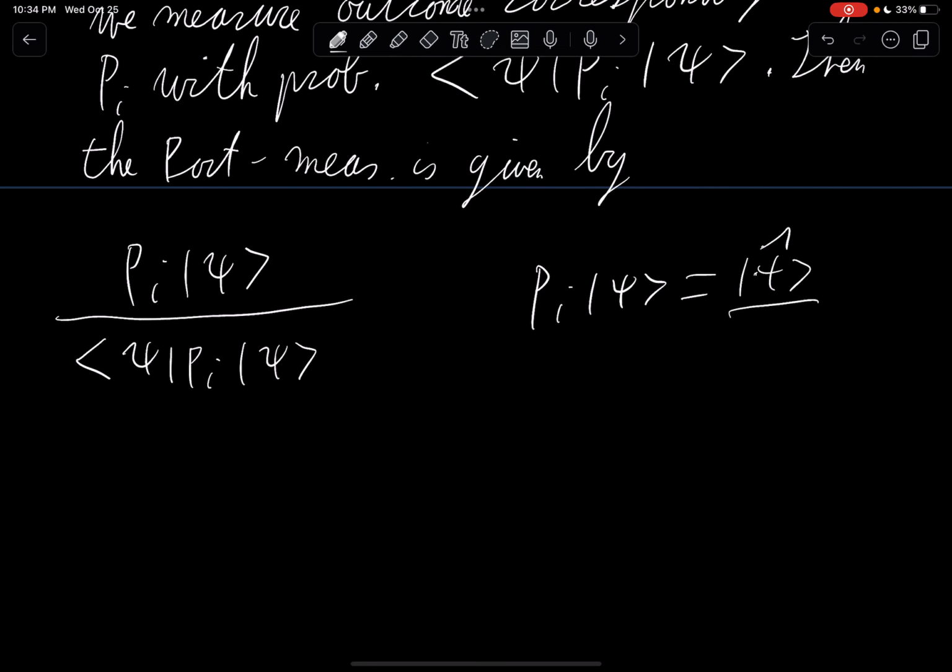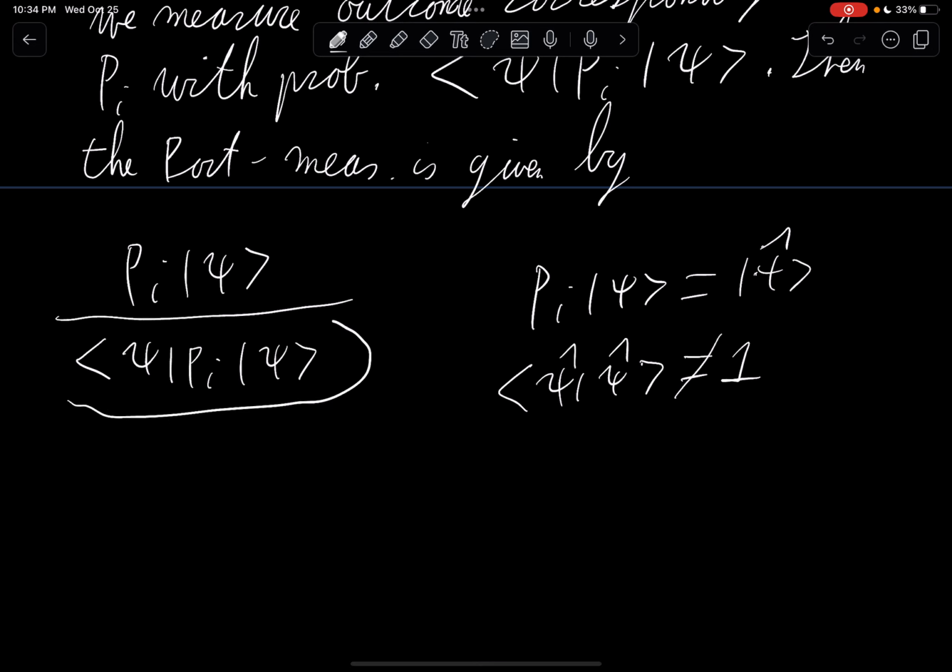This is not normalized. What do I mean by that? Well, I mean that if I calculate this quantity, it will not be equal to 1. And this was a normalization condition that we required previously. And so it turns out that the way to fix that is by dividing by this quantity here. So that's a normalization constant.